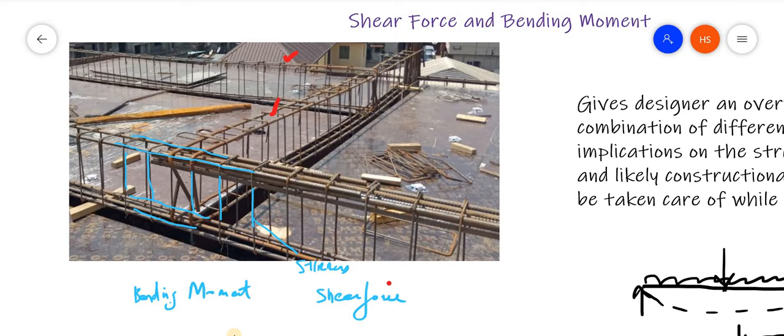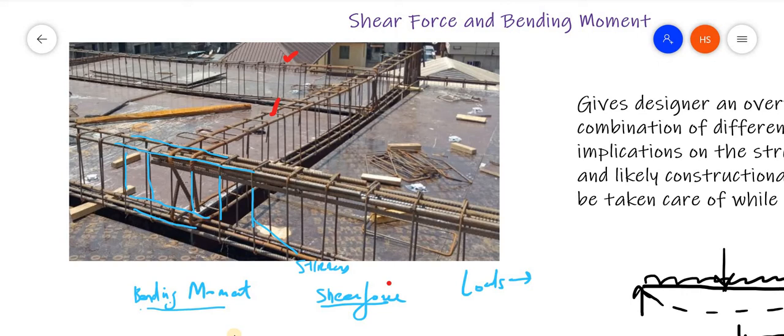When you have a structure, the first thing you have to know is what loads are coming onto it, and how those loads will affect the structure, meaning how they cause failure. So in a simple beam, there are mainly two types of reinforcement, vertical and horizontal. The vertical reinforcement is based on the shear force and the horizontal reinforcement is based on the bending moment. So this is the importance of this topic, shear force and bending moment.